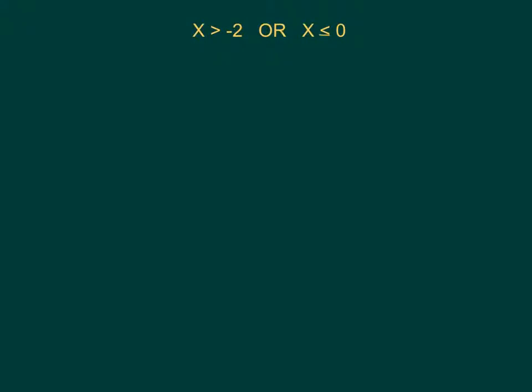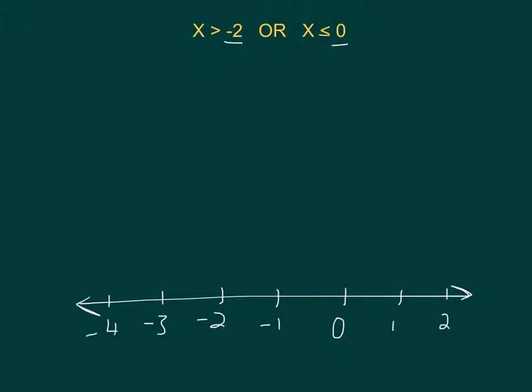Let's try x is greater than negative 2 or x is less than or equal to 0. Once again, we're going to need our number line. I made sure to put on 0 and negative 2 because I know I'm going to need those. I filled in some more numbers, and now I'm going to look at each half individually.